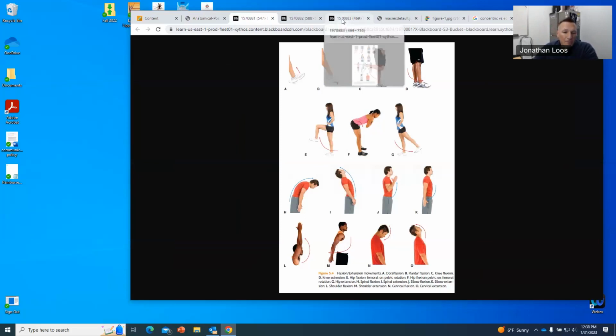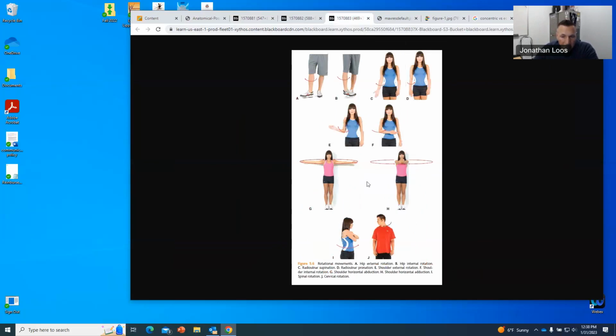The other thing that throws some people off is horizontal adduction and abduction. So, transverse plane motion: here's shoulder external rotation, there's shoulder internal rotation. This is horizontal adduction, which is basically flexion happening in the transverse plane, right? And this is horizontal abduction, which is basically extension happening in the transverse plane.